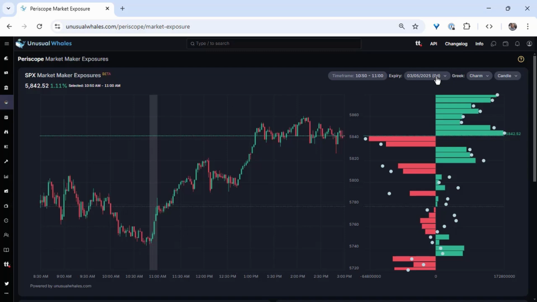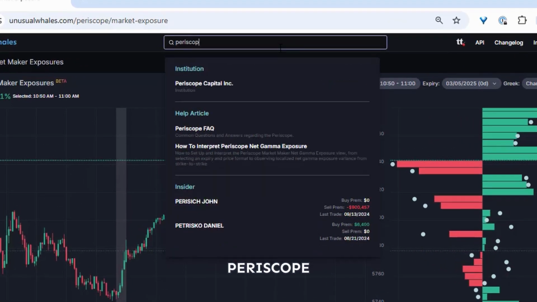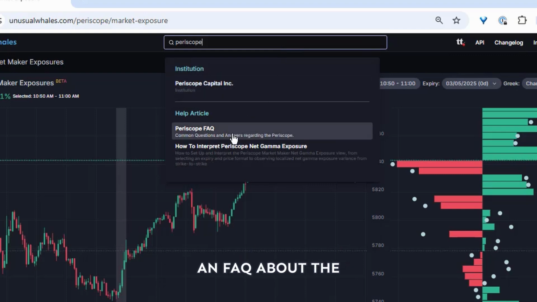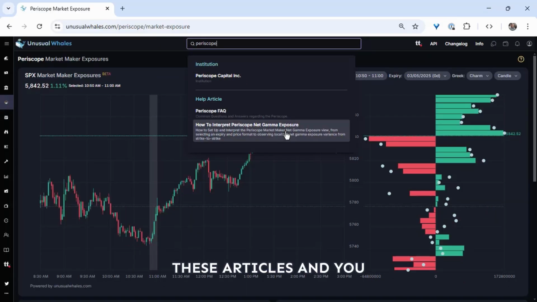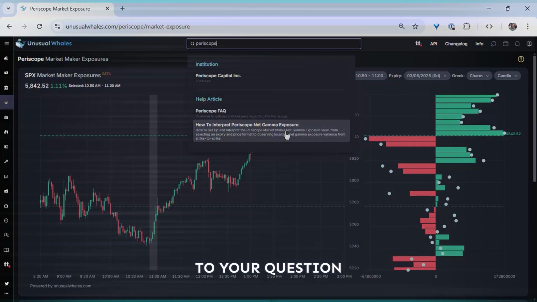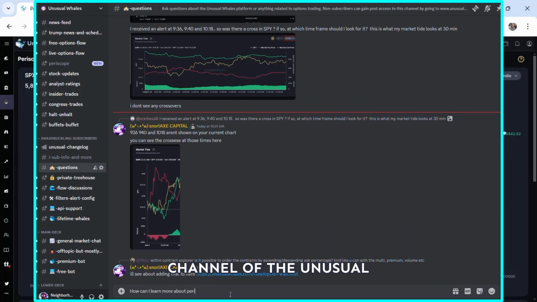So if you have any questions about how to interpret what you're seeing on the Periscope chart, you can search Periscope, and we have an FAQ about the Periscope tools. We have a more in-depth article about net gamma exposure, and we will have a more in-depth review of net charm exposure as well. But if you go through these articles and you can't find the answer to your question, feel free to chime in the questions channel of the Unusual Whales Discord.